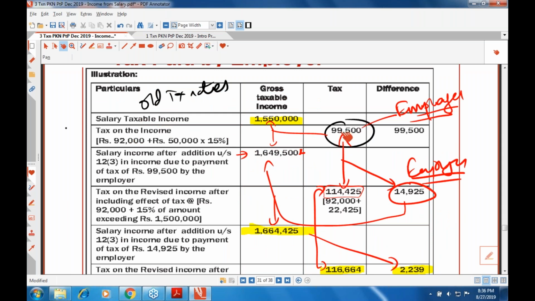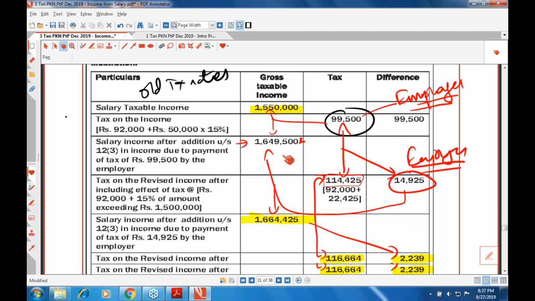It turned out to be 99,500. The employer paid this tax to the government. Once the employer paid this tax to the government, this tax becomes a benefit paid to the employee. Now when it's a benefit paid to the employee, it has to be included in his salary. Why? Because his salary is now no more 1.55. It has now become 1.55 plus 99,500. So this is what the salary is going to be, 1.649 million.